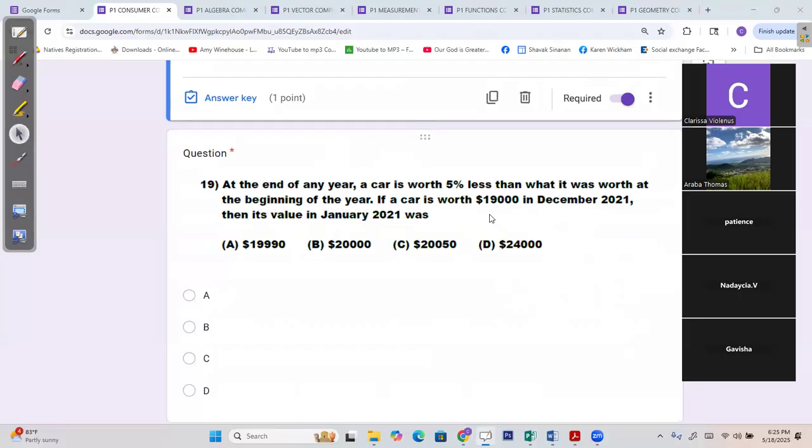At the end of any year, a car is worth 5% less. So this is where we talk about depreciation. So let's see what's going on here. It depreciates at 5%, so every year it loses 5%. If a car is worth $19,000 in December 2021, then its value in January 2021 is, oh, this is a good question.